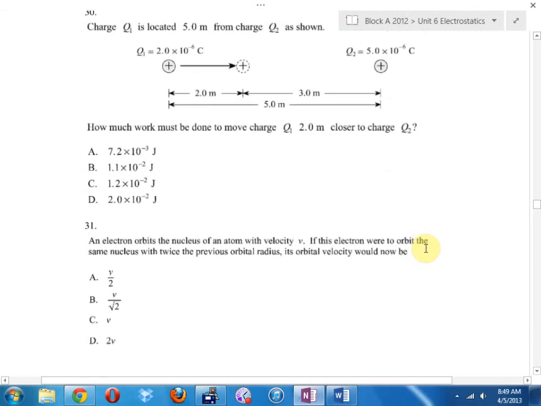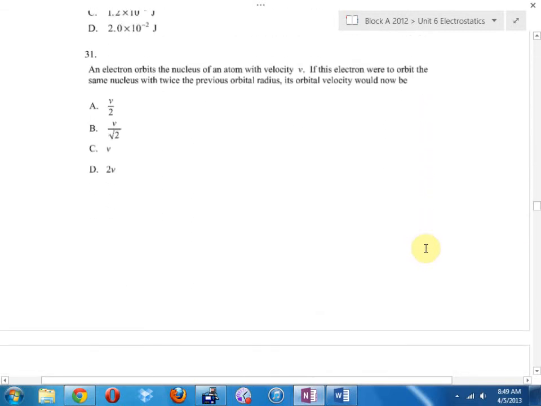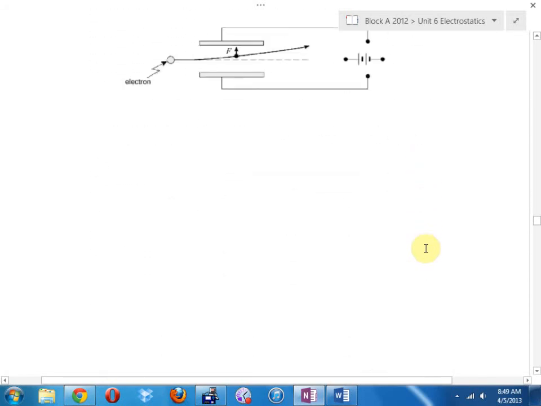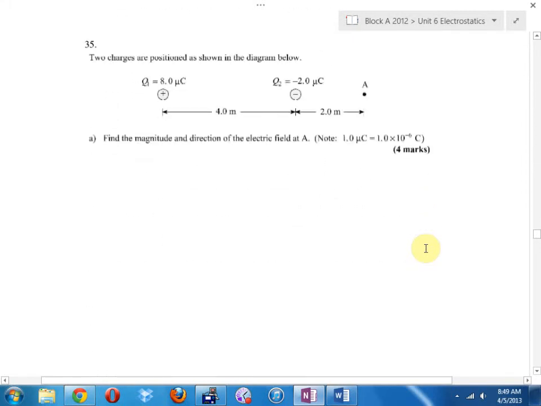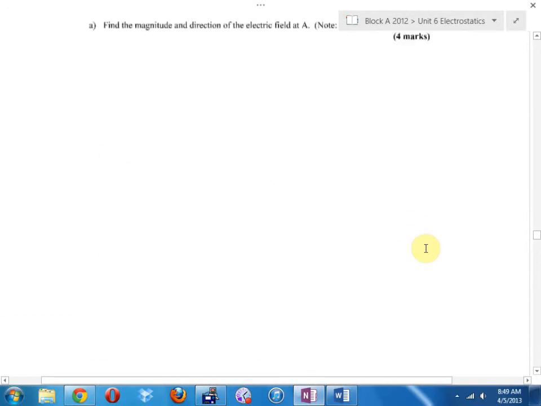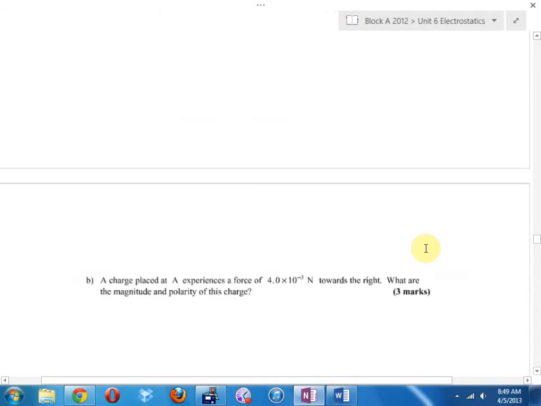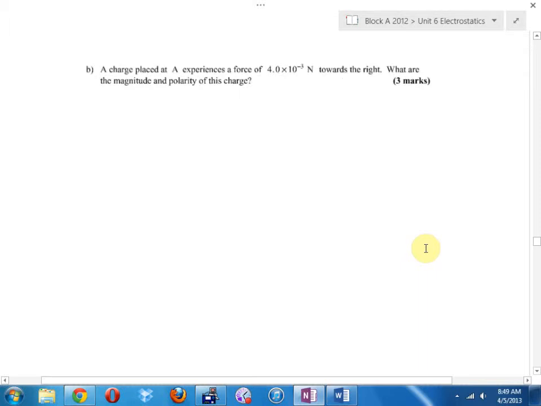30. 33. 35. They're kind of getting repetitive. Like yet again, we have two charges and a location, and we're finding the electric field, magnitude and direction. Sure, B is fine too.